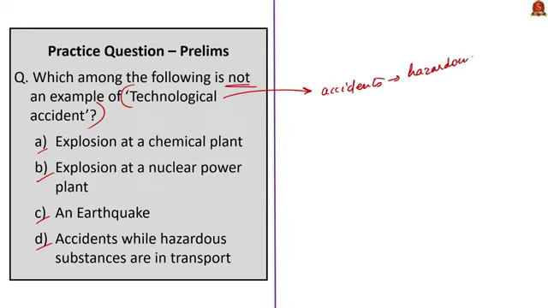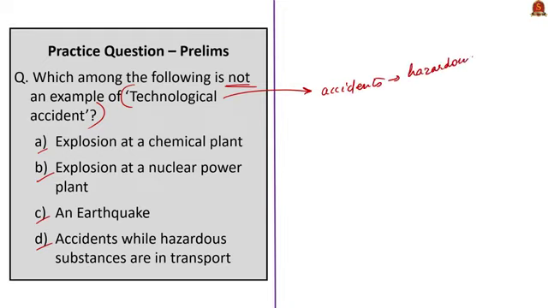An earthquake is a natural emergency or a natural disaster. This is not a technological accident, but this could lead to technological accidents. Say a hazardous installation is damaged because of an earthquake, and this has resulted in unexpected and uncontrolled release of hazardous materials that have the potential to cause health problems. Some of the historical examples for technological accidents can be the Chernobyl nuclear power plant disaster and the Bhopal gas tragedy.